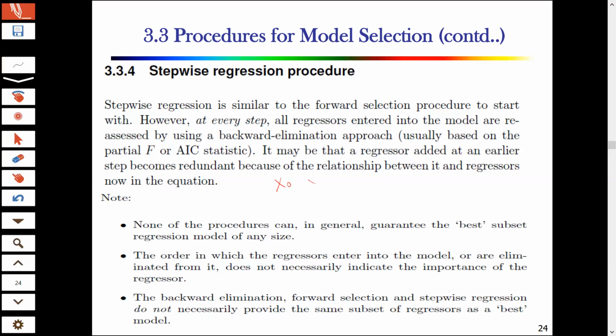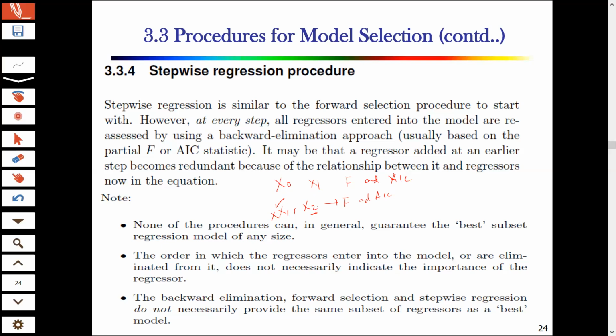If in the second step x1 is included in the model based on F and AIC, then in the second step, when x2 is included, it will also check whether x1 should stay. That means if we include x1 and x2, it would also check F and AIC, and x1 will be retained if the AIC value is still low. If the AIC value is higher, then x1 will be removed from the model and we will include only x2.